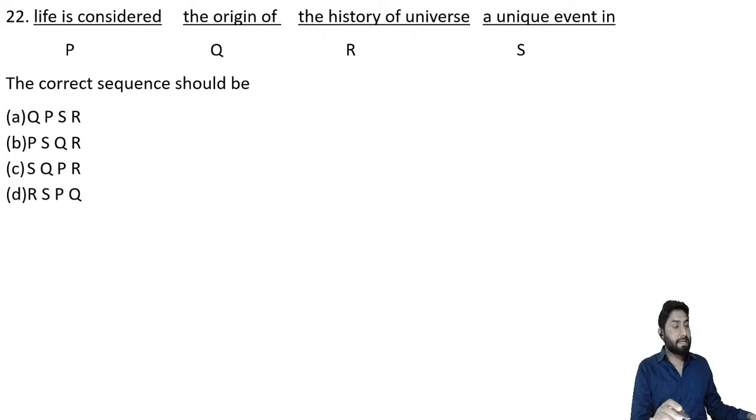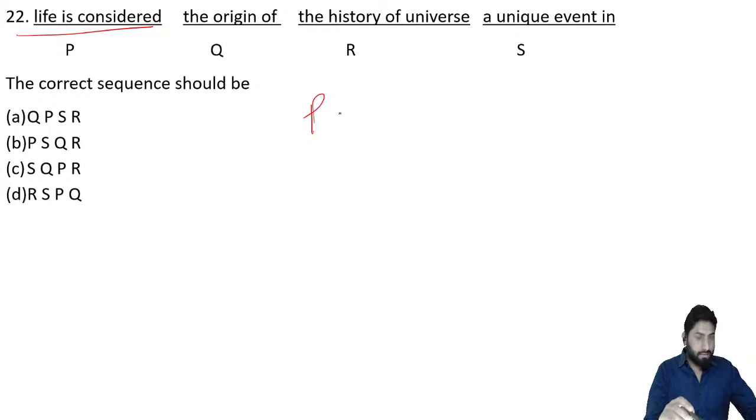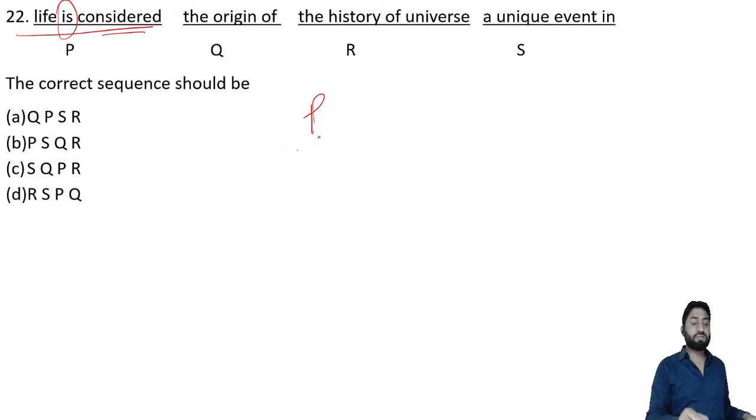So again see, life is considered, that again has the subject. So P, right, that will be in the beginning. Anyway, PSQR, we have the option. Only one sentence is the origin of the history of universe, a unique event in. So this has the verb. So the life is considered. So P has to be in the beginning.